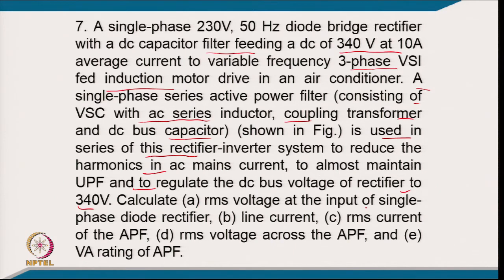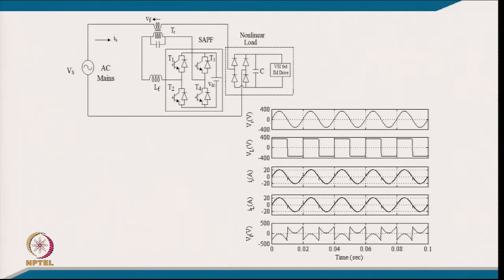Calculate: A, the RMS voltage at the input of the single phase diode bridge rectifier; B, the line current; C, the RMS current of the series active filter; D, the RMS voltage across the series active filter; and E, the VA rating of the series active filter. So, this is a typical circuit, where we have a diode rectifier feeding a capacitor, which you can call a non-linear load of voltage fed type. We want this voltage to be 320 volt, and it is feeding a variable frequency induction motor drive. Whatever voltage is there, with the help of the series active filter we are forcing a sine wave current, so that the supply voltage and supply current are in phase and sine wave, and you have a unity power factor.